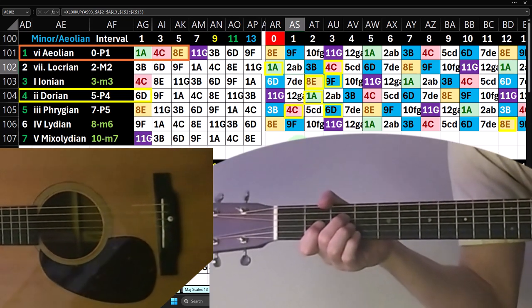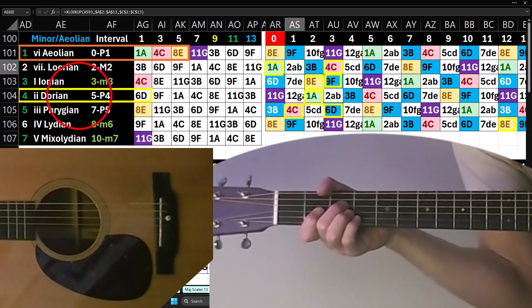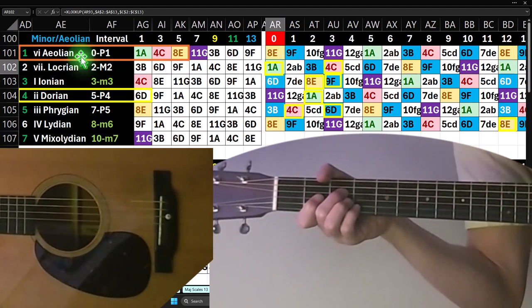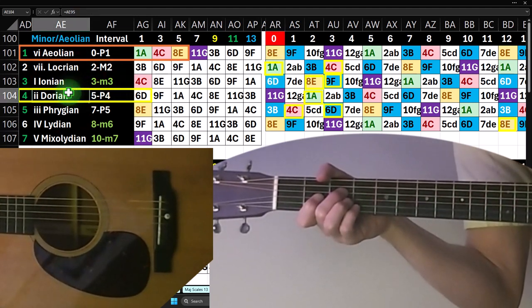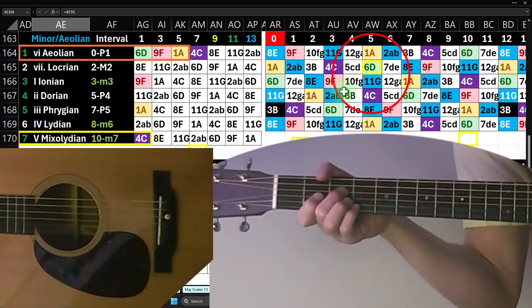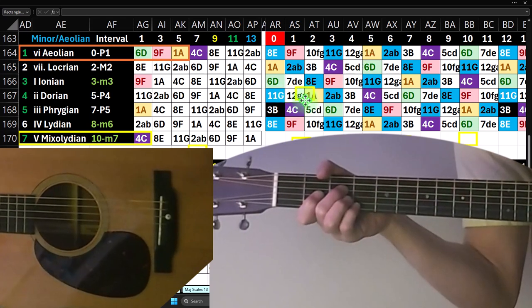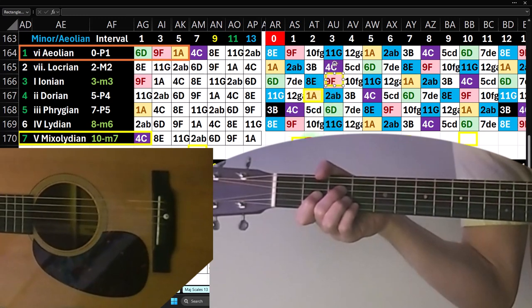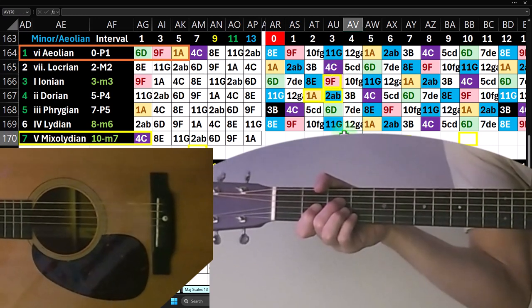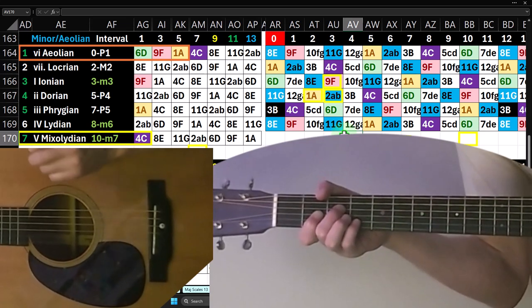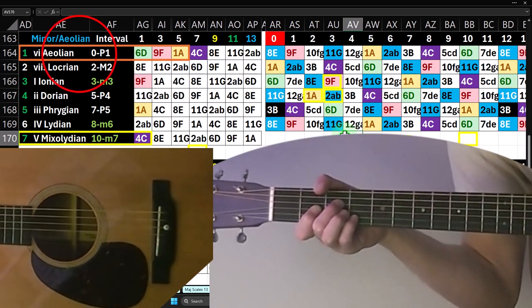So that means you would think that instead of playing the Dorian, I could switch from the A minor to the D minor. Because if I was on the D minor, then the whole thing would be symmetrically moved. So now I have this shape in the same location. So those are the two ways.